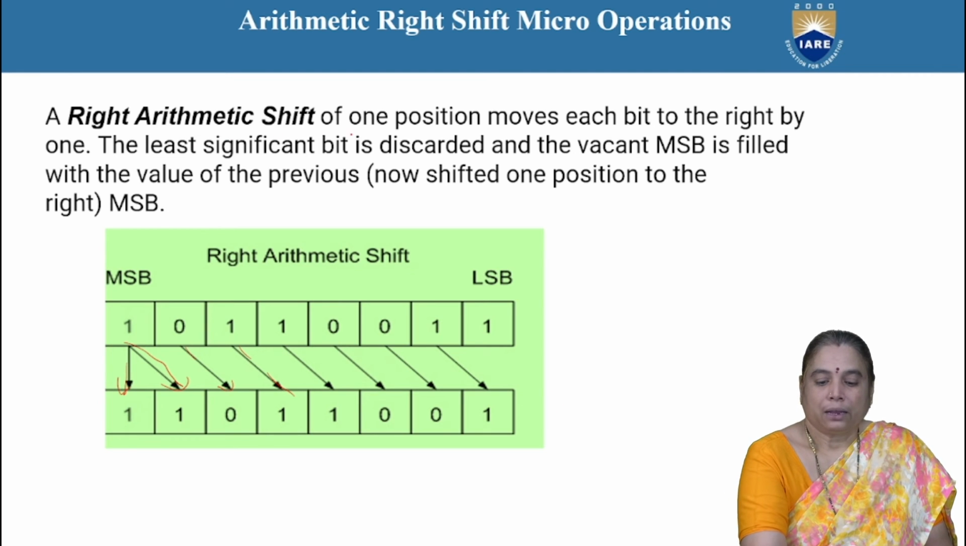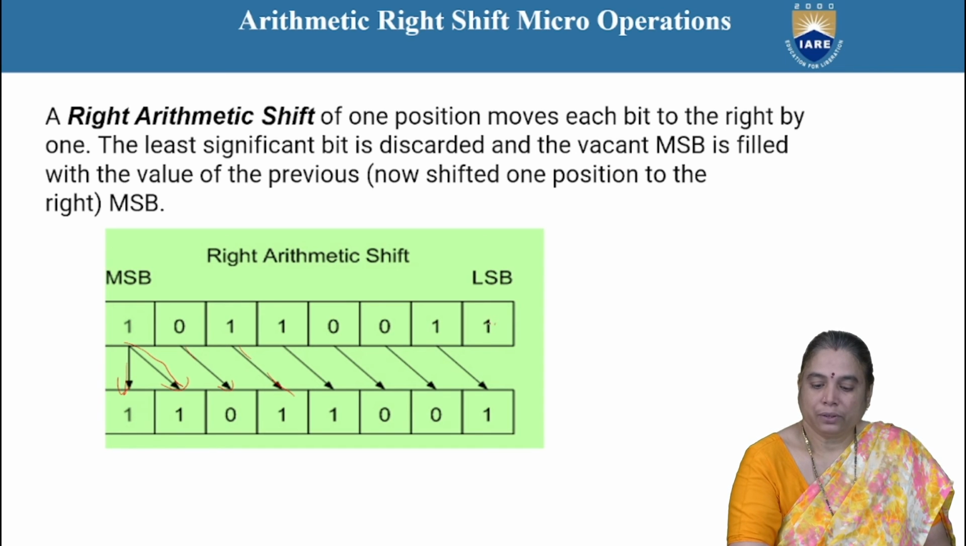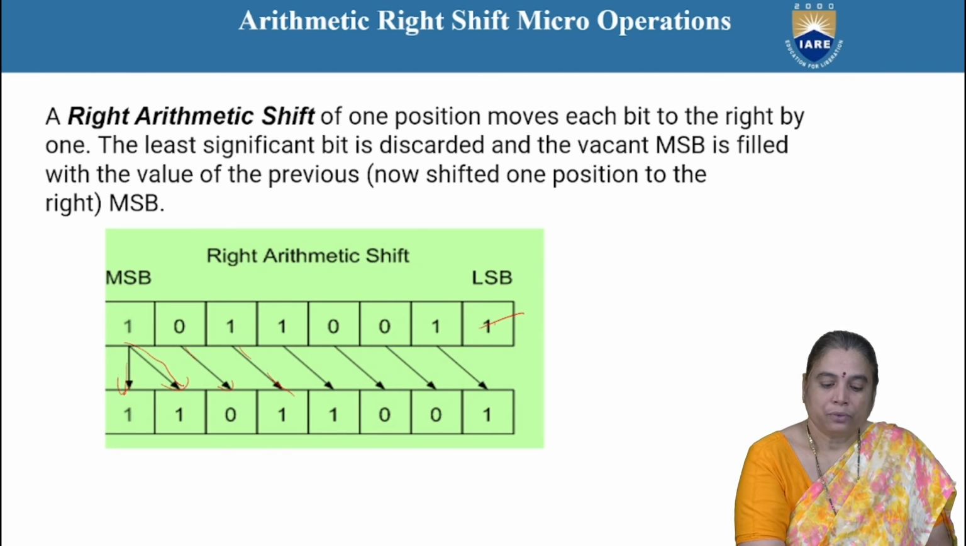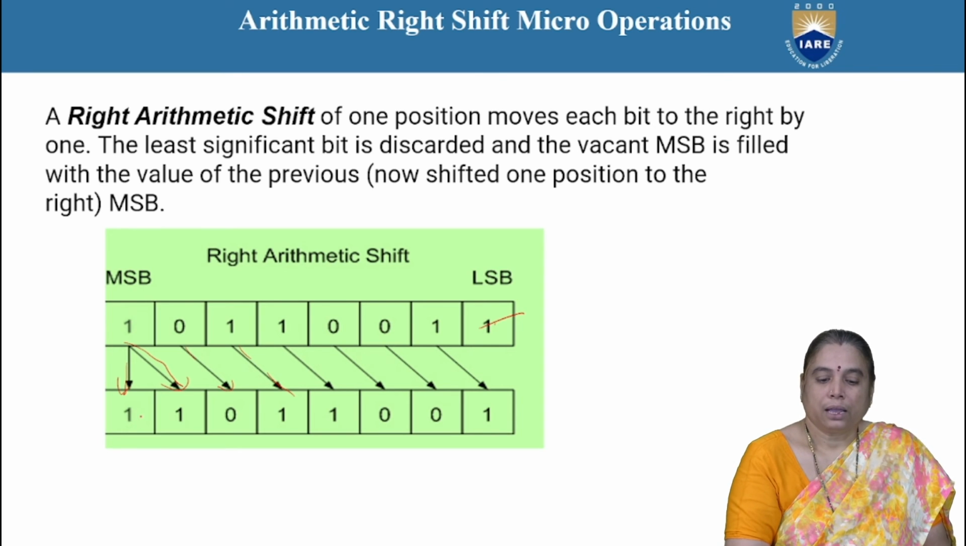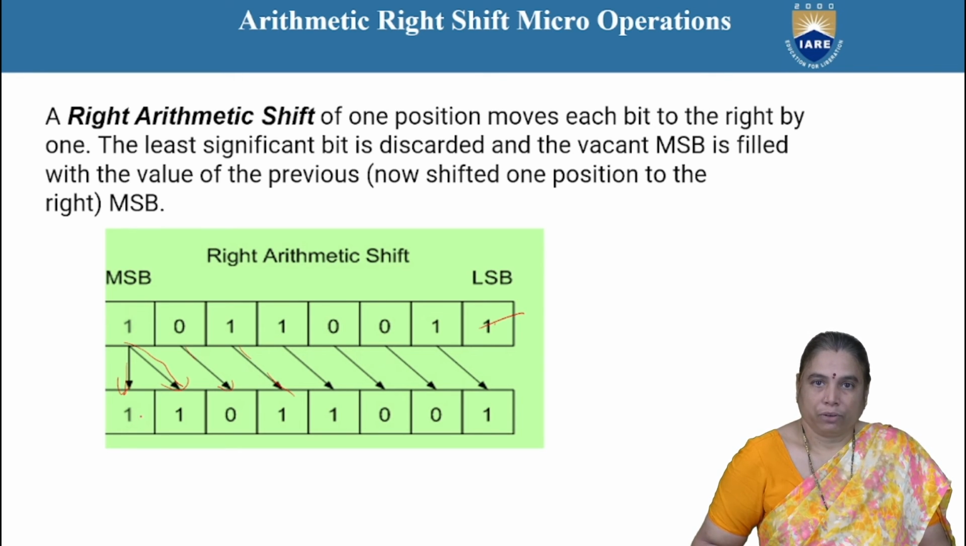So a right arithmetic shift of one position moves each bit to the right by 1. Here all are moving right by 1. The least significant bit is discarded. So the LSB is discarded and the vacant MSB is filled with the value of the previous MSB. Whatever the previous value is, that has to be filled in the vacant position. So this is called the right arithmetic shift.